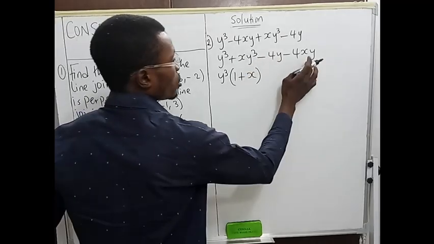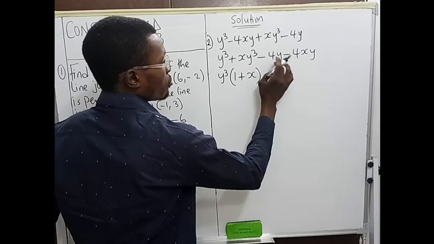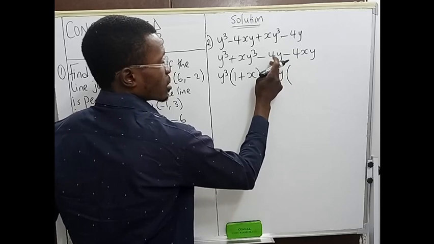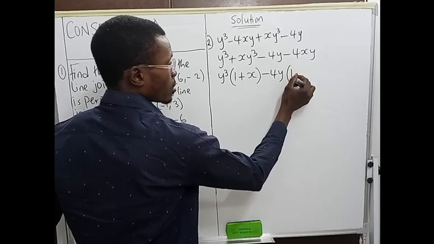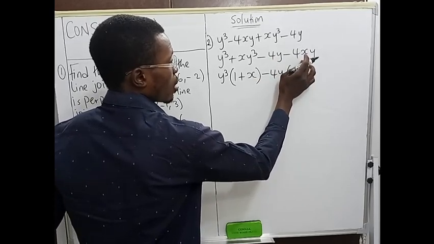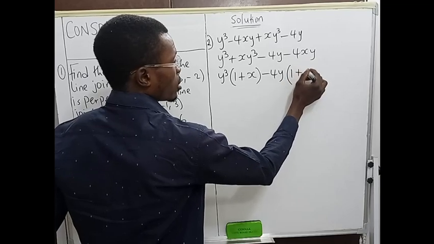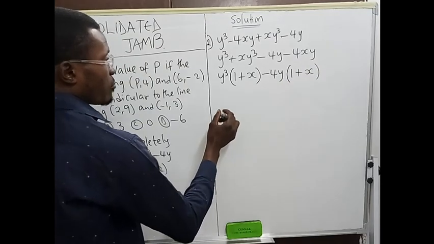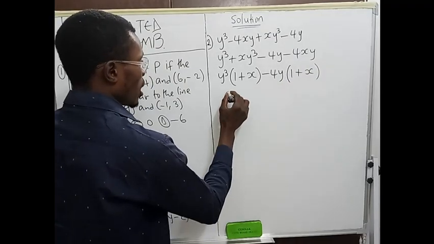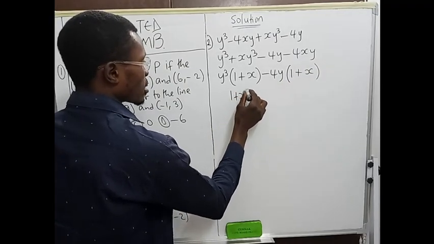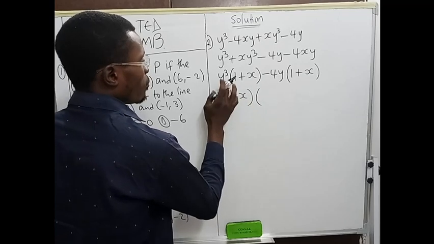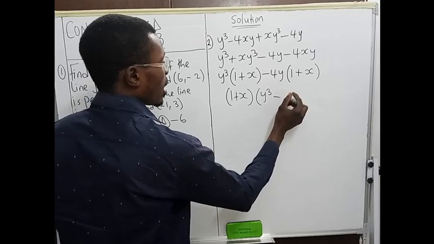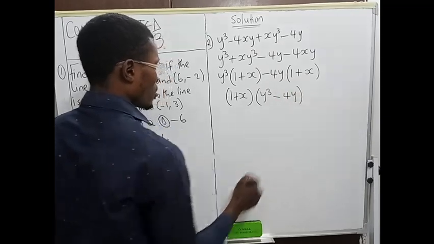What is common between these two terms? I bring out my minus 4y. Factor out minus 4y from here, I'm left with y, 1. Factor out minus 4y from here, I'm left with plus x. Then I have common brackets, I factor it out. I have 1 plus x. Factor out 1 plus x from here, I have y cubed. From here, I have minus 4y.